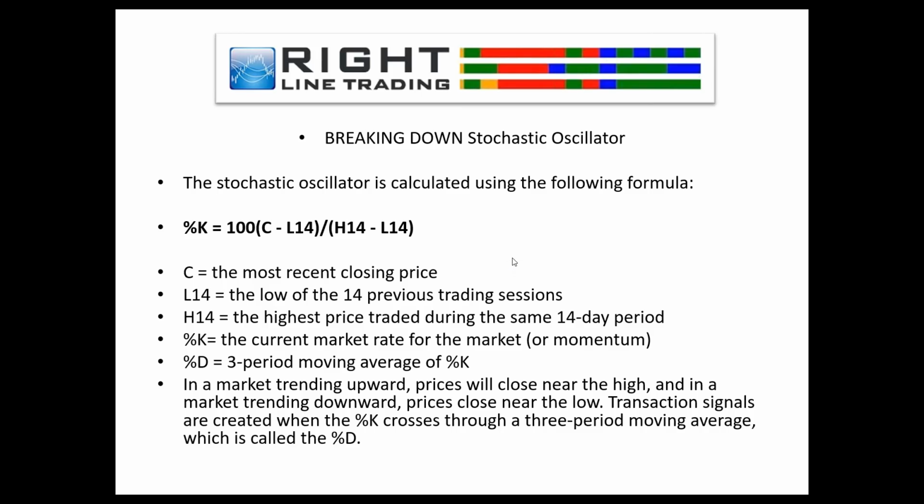So on a long move, as the close approaches the high, momentum is increasing. And on a short move, as the close approaches the low, you've got momentum increasing to the downside. And that is what creates that percent K line. And the percent D is just a slower percent K. It's a three period moving average of percent K.